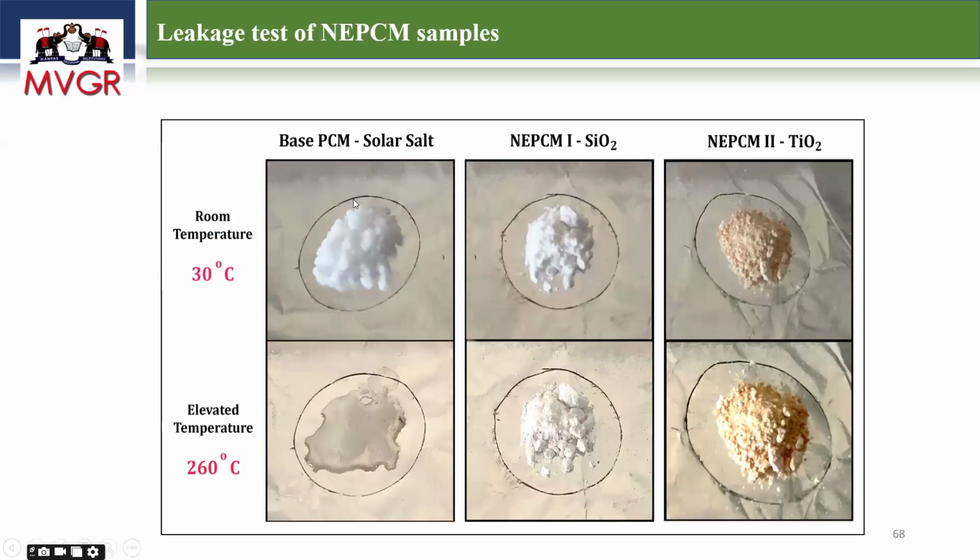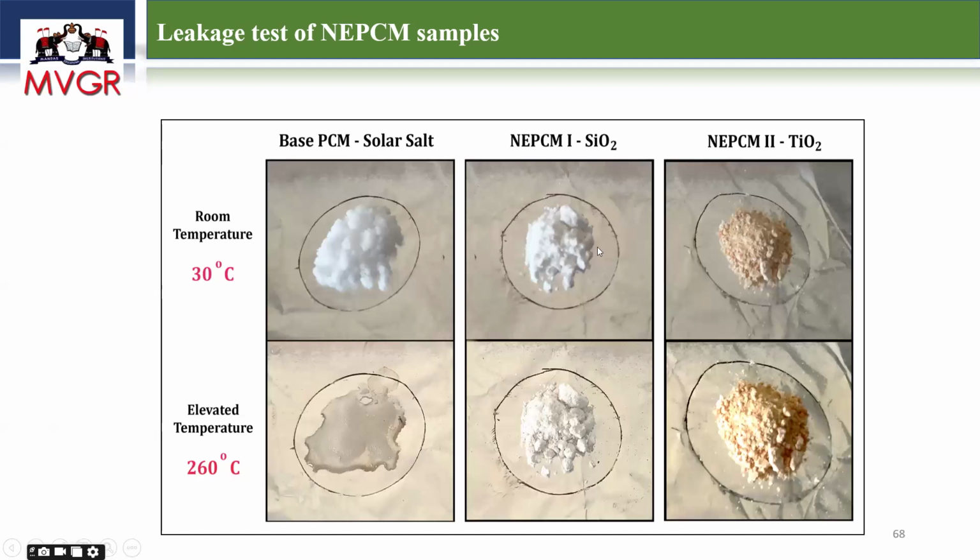After that, I want to conduct the leakage test. If you check the material at room temperature, my PCM was in the solid state, and if you coat it with the silicon oxide, all are in the solid state. If you go above the melting point temperature, my melting point is in the range of 225 or 228 degrees centigrade. If you give 260 degrees, it is crossing the melting point temperature. My PCM was converted into liquid.